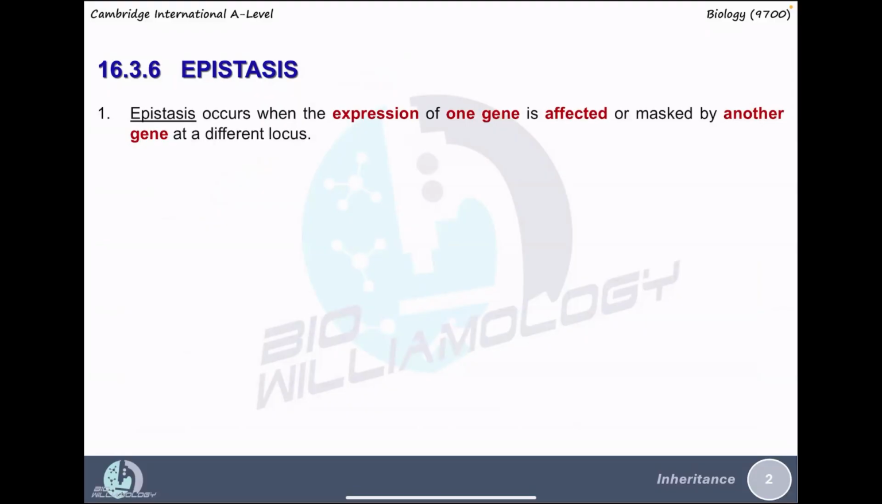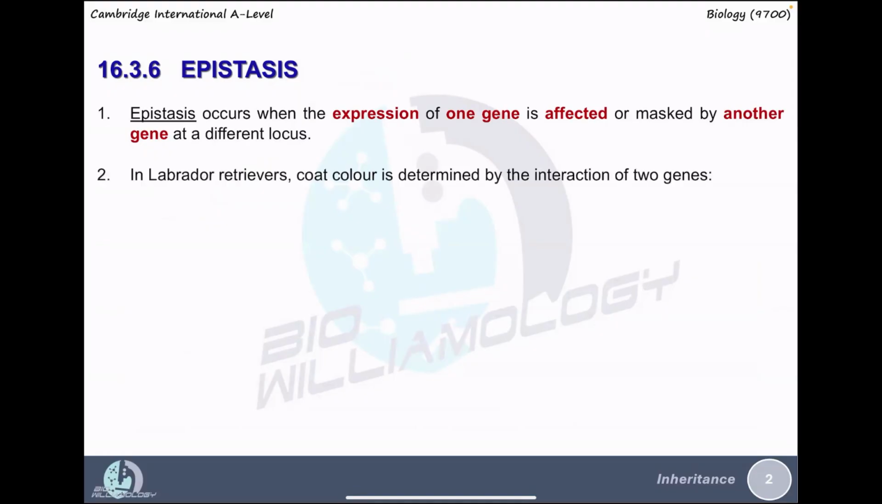Epistasis occurs when the expression of one gene is affected or masked by another gene at a different gene locus, and these two genes are located on two separate or different chromosomes.